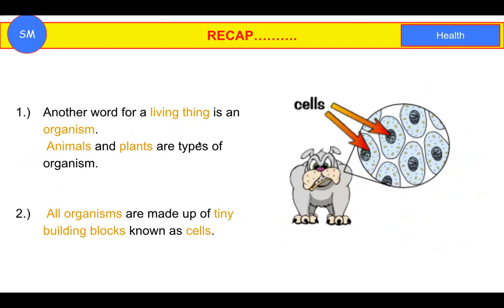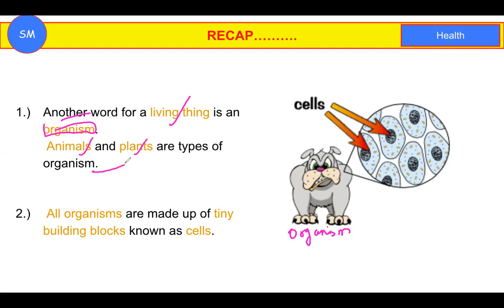Before starting the chapter, let's do a quick recap of what we did last class, so that you will recall all the concepts once. Last class we saw that another word for the term organism is living thing. Anything which is living can be called an organism. Plants and animals are also organisms.